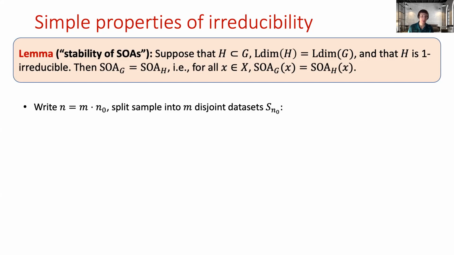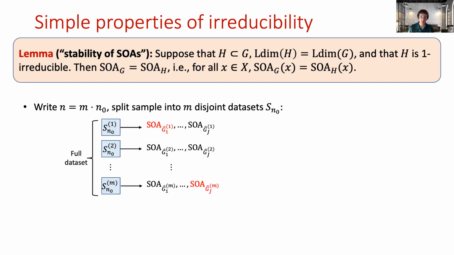So first, we're going to take the entire data set of size n and split it into m disjoint data sets S_{n_0} of size n_0. Here m and n_0 are integers whose product is equal to n. I'm going to notate those m disjoint data sets as S_{n_0}^1 through S_{n_0}^m. And for each of these data sets, say for S_{n_0}^1, we're going to produce a collection of J SOA hypotheses. In particular, they correspond to subclasses G-hat_{1,1} through G-hat_{1,J}. And we'll do the same for all of the m data sets.